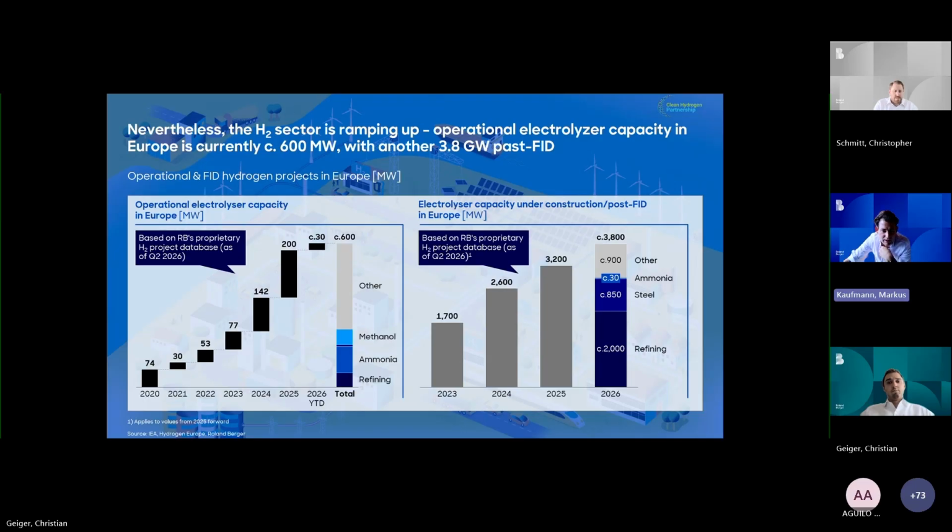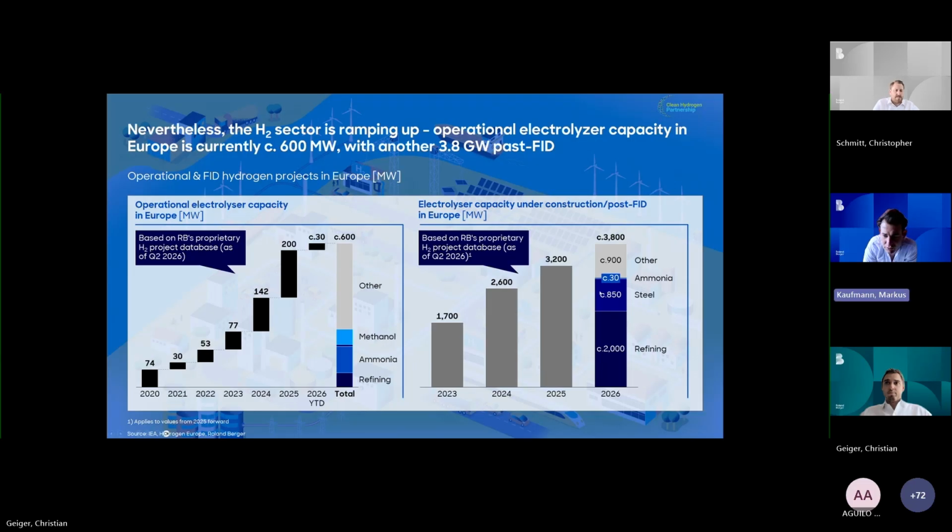Needless to say, on the next slide, we have seen lots of projects under implementation, and we have even more in the pipeline. Here, what we're doing is a bit of a zoom-in of the landscape that we see in Europe. We estimate that there is around 600 megawatts of operational electrolyzer capacity today. The capacity that's commissioned has been steadily on the rise, with 200 megawatts commissioned last year. Year to date, only 30 megawatts this year, but we expect more projects to come online over the remainder of the year, in the second half of 2026.